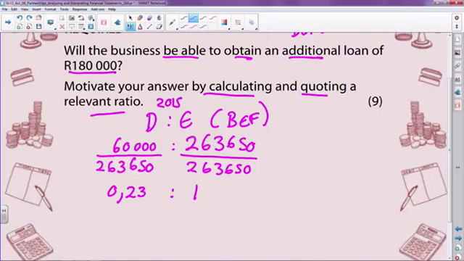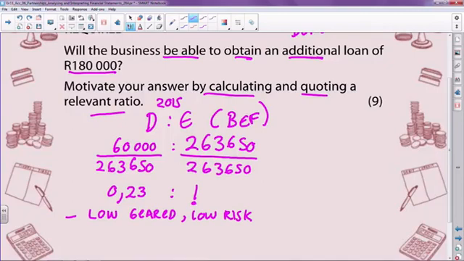Okay, very, very important, guys. This ratio is telling me that the business is low geared. Now what do we mean by low geared? Low geared simply means low risk. The banks do not see the business as a risk because obviously they don't depend too much on borrowed capital. So for every 1 rand of equity, of own capital, they rely on 23 cents of borrowed capital. So obviously this business does not rely on debt.